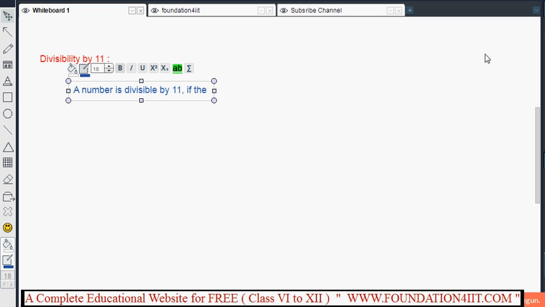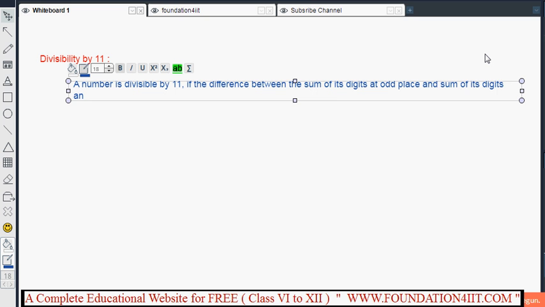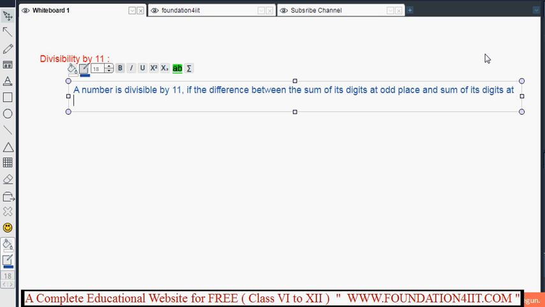If the difference between the sum of its digits at odd places and the sum of its digits at even places is either 0 or a number divisible by 11. That means a multiple of 11.